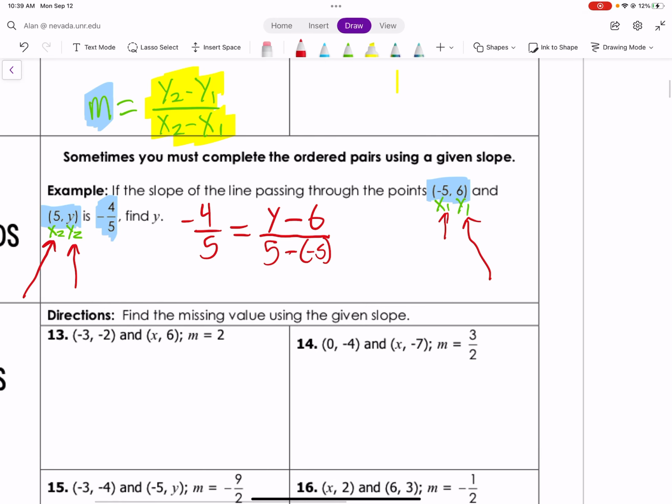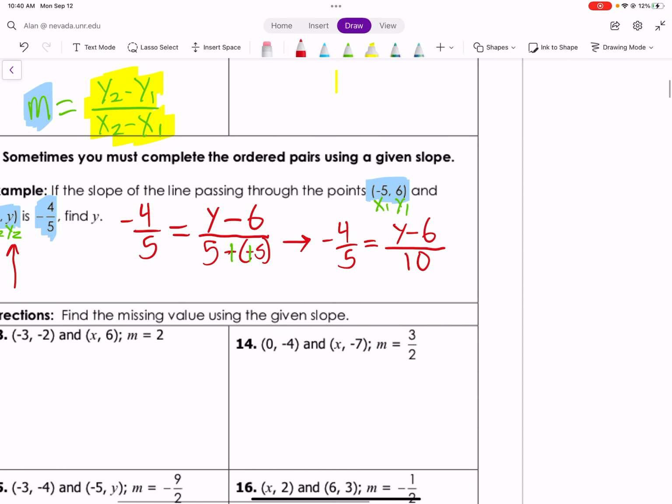So is there anything we can simplify to start? Yeah, absolutely. We can simplify this bottom. So this will become -4/5 is equal to y minus 6. Can't combine those because they're not like terms. But the bottom, 5 minus a -5, again, we come through and go slash, slash. So we add them. 5 plus 5 is 10. Now we're at this point.